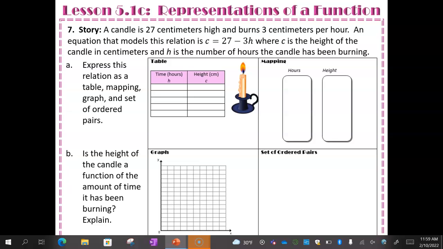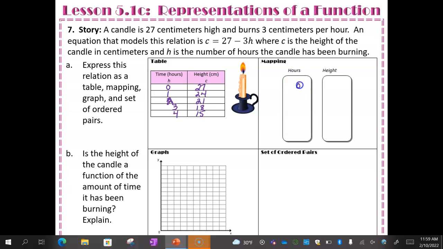In this story, a candle is 27 centimeters high and burns 3 centimeters per hour. An equation that models this relation is C equals 27 minus 3h, where C is the height of the candle in centimeters and h is the number of hours the candle is burning. So at 0 hours, that candle is still 27 centimeters high. After 1, it's only 24 because it's melted 3 centimeters. After 2 hours, we're at 21, 3, 18, 4, 15.